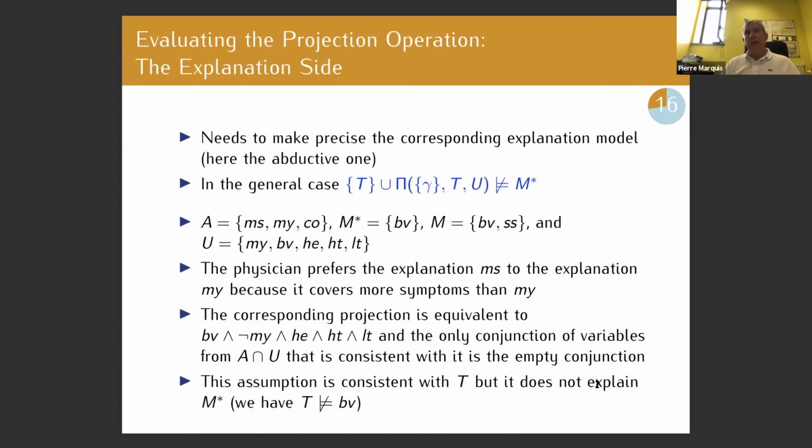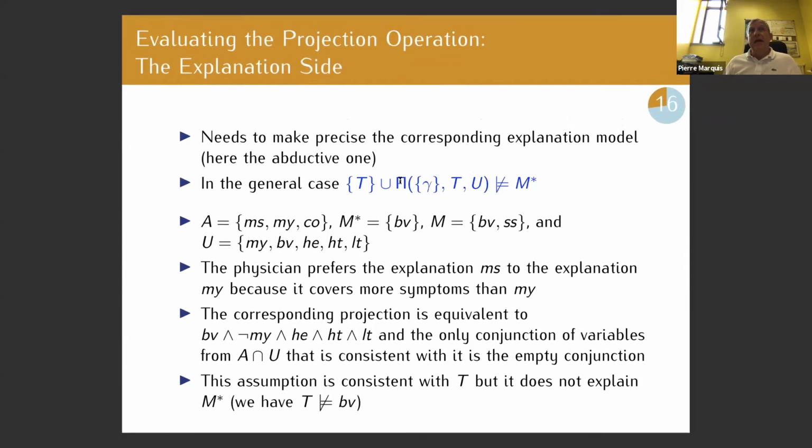Now, another dimension to be considered is the explanation side. Of course, here you need to consider a specific explanation model, okay? If you want to determine whether considering intelligible consequences of explanations preserves or not the explainability power of explanations. And considering abductive explanation, of course, this is not the case. It is quite simple to show that.